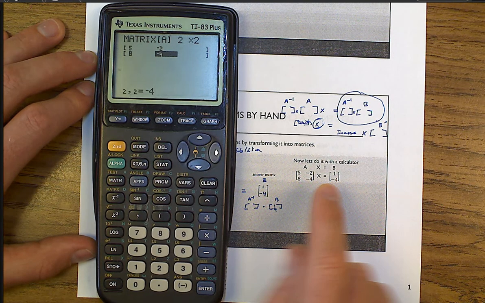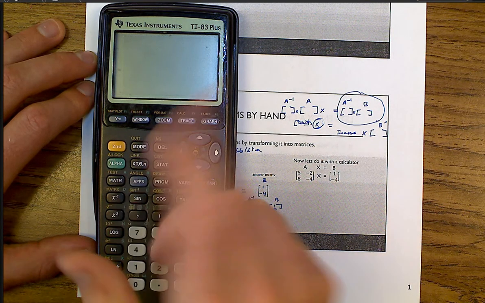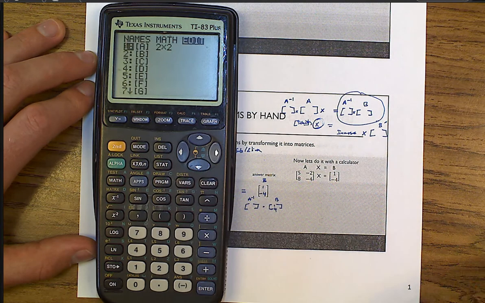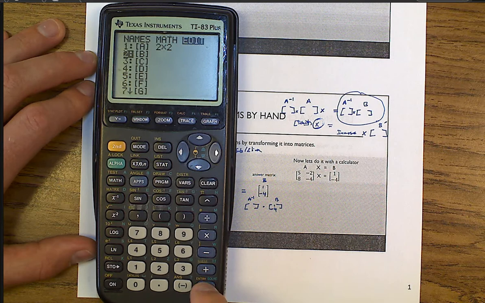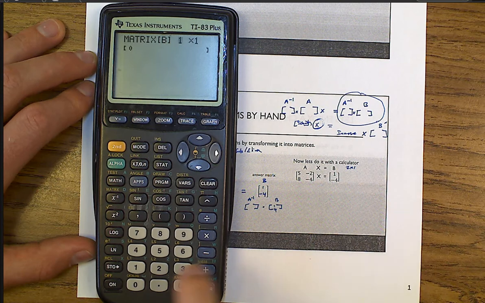So I'm going to go back to matrix. You can hit second quit if you want, but you can just hit second matrix again. And I'm going to go over to edit. Now I've already edited A, and you can see it's saved in there. It's a 2 by 2. I'm going to click down to B, hit enter. And what is this? This is a 2 by 1, right? 2 rows by 1 column, so 2 by 1. And I'm going to enter in my 1, enter, -4, enter. Okay?